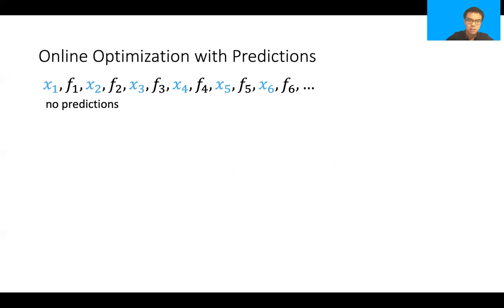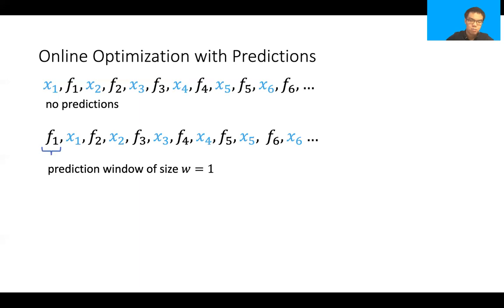So formally, let me introduce online optimization with predictions. No predictions means the learner has to pick its decision point x_t before the hitting cost function f_t is revealed. In contrast, the problem setting we introduced before, where the learner can observe the hitting cost function f_t before picking x_t, is the case when the prediction window has a size of w equals 1.